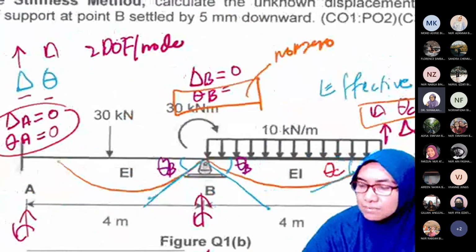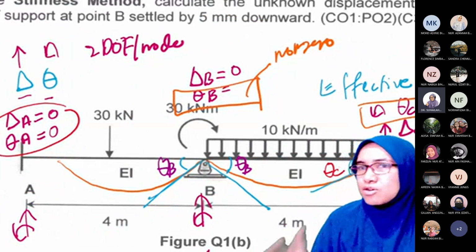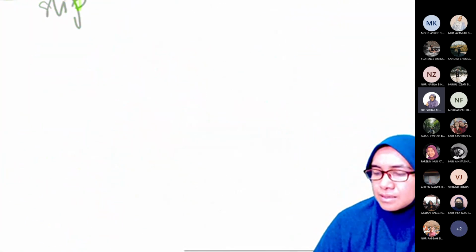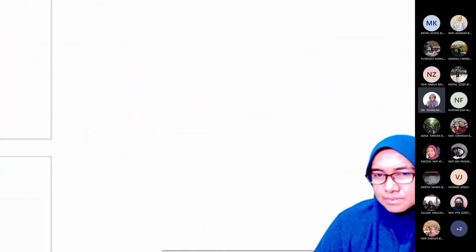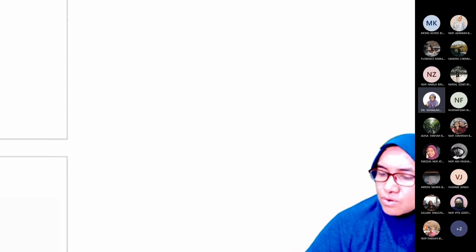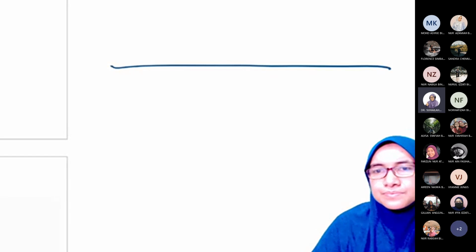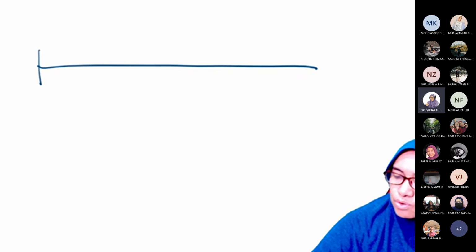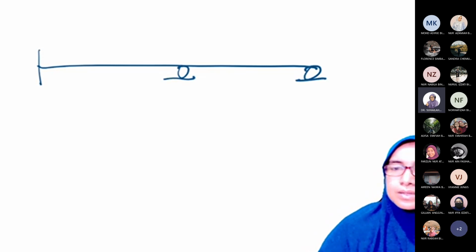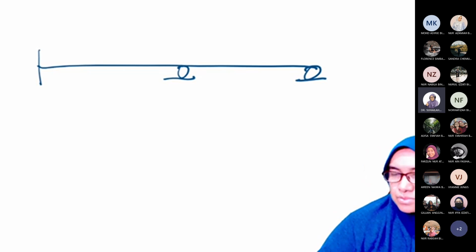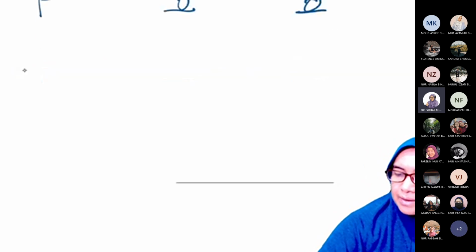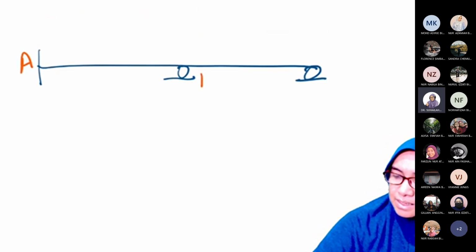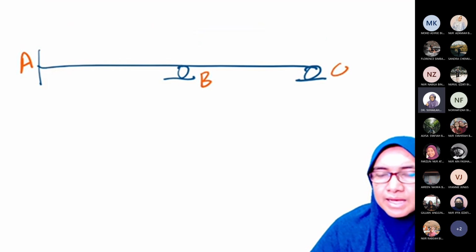So non-zero ni unknown lah. Dalam diagram ni, dia ada zero and non-zero. Zero and non-zero reflect pada unconstrained and constrained. So dia beam macam ni. Kita ada fix dekat sini, kita ada roller dekat sini. Okay, so at each joint, we have joint A, joint B, joint C.